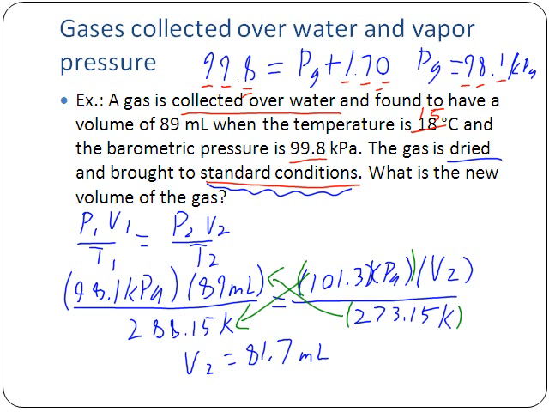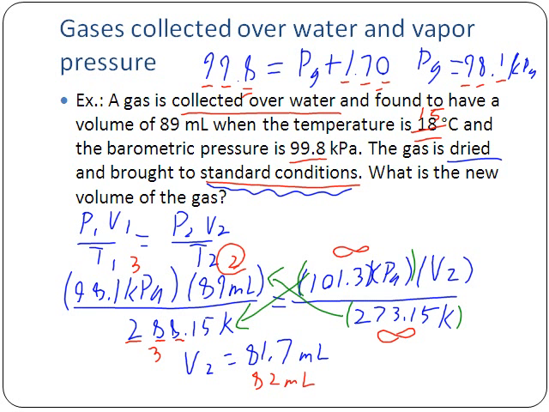So this has 3 significant figures. 89 milliliters has 2. 288.15, we added on 15 degrees up here, and so that rounds to the ones place, so that has 3 significant figures. 101.3 is STP. That's exact because that's defined. 273.15, that's STP. That's exact and defined. So our smallest one is our 2 sig figs for the milliliters. And so that means our final volume here will be 82 milliliters.